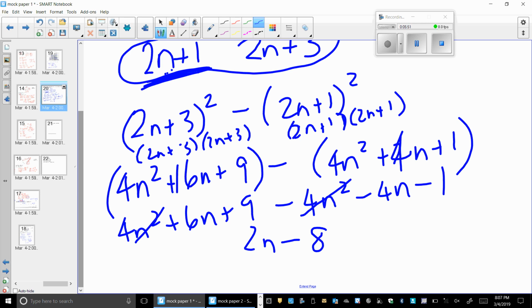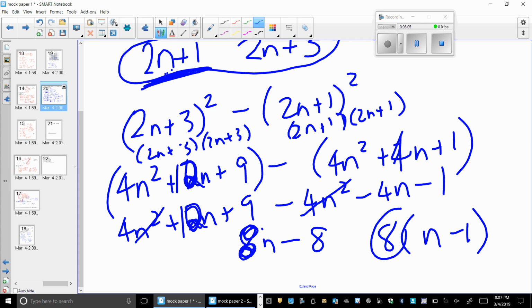Oh, what am I doing here? This should be 12. 12n subtract 4n is 8n. So 8n plus 8 can obviously be factorized, which means it has to be a multiple of 8. Oh, just spotted that should be a plus, by the way. 9 take away 1 is positive 8. Either way, it's a multiple of 8 because of this number here.